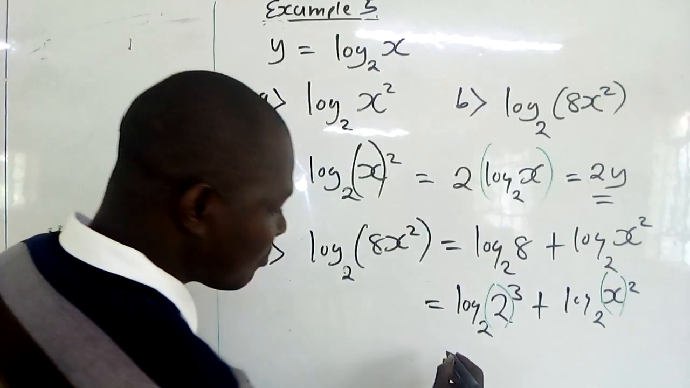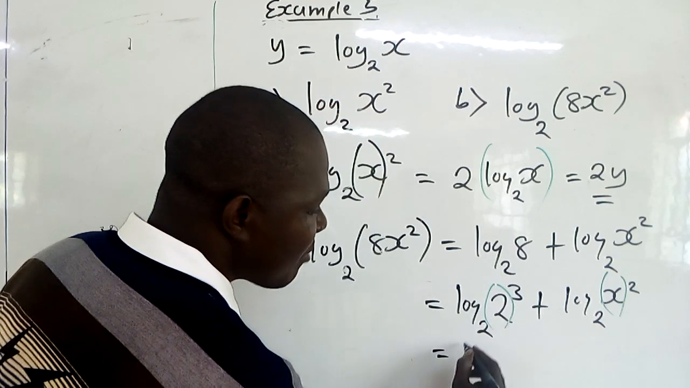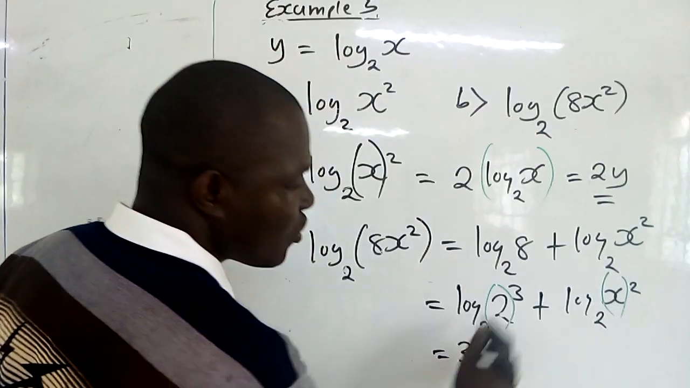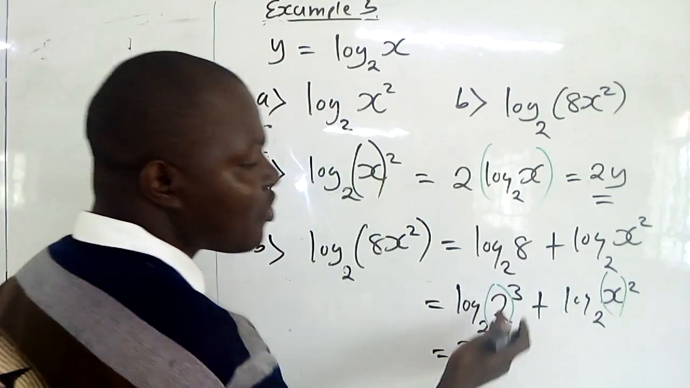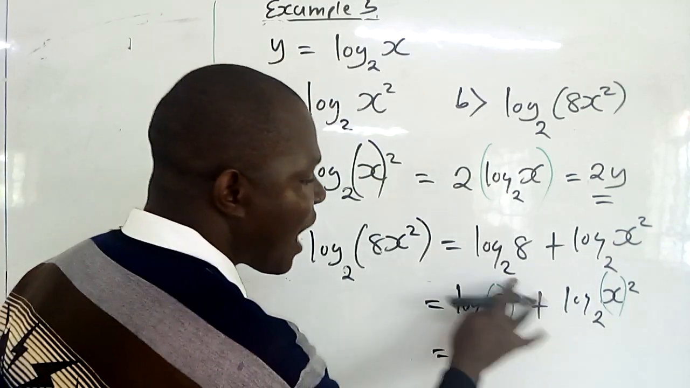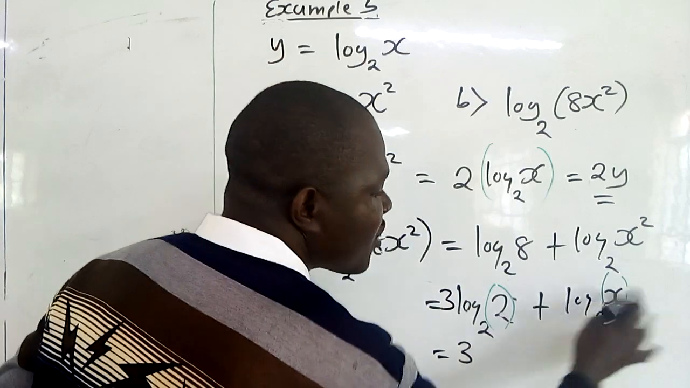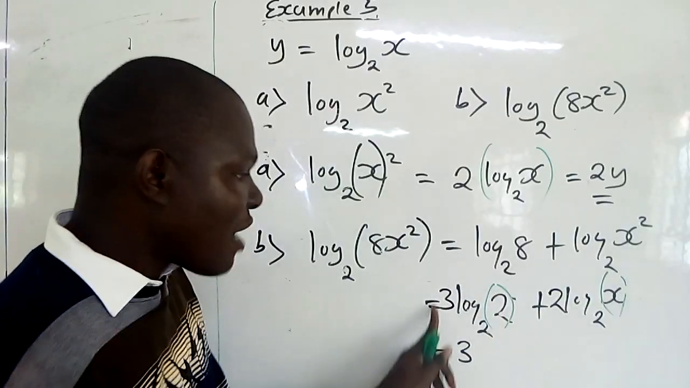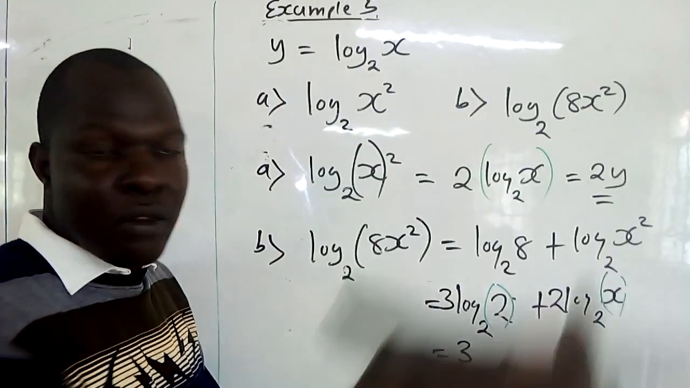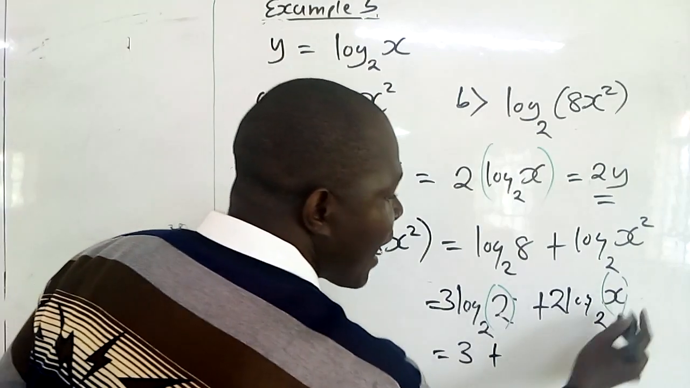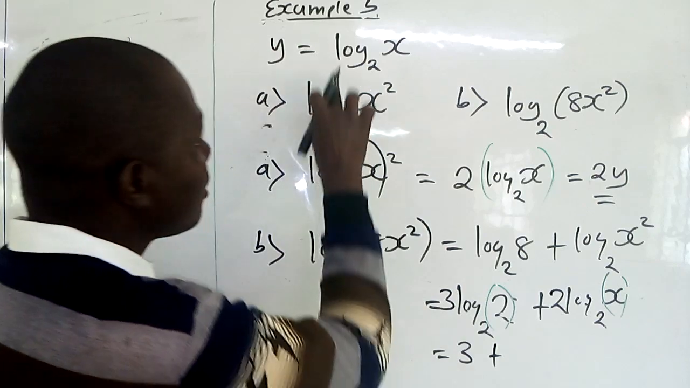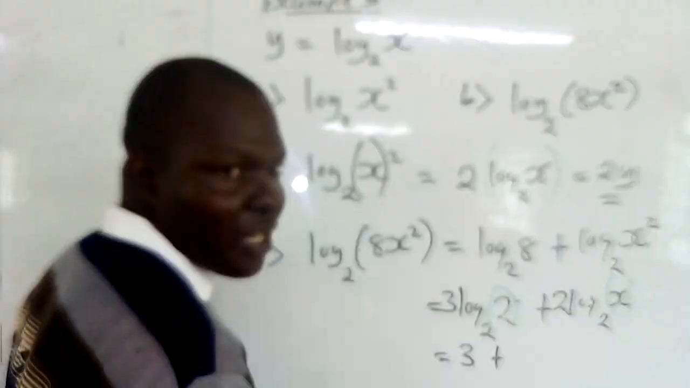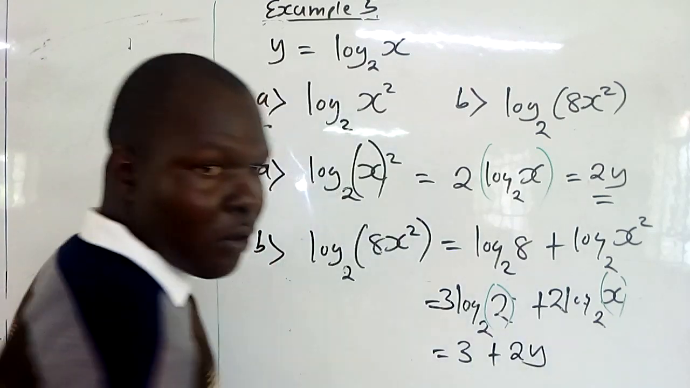So what do we have here? We now have 3 log 2 to base 2, isn't it? Yes. So 3 log 2 to base 2 is the same as what? Just 3, because log of a number to the same base is 1, meaning here we remain with 3, isn't it? Yes. Then plus 2 log x to base 2, and you've been told log x to base 2 is y. So it is 2 times y, isn't it? Yes. So it is 2y.